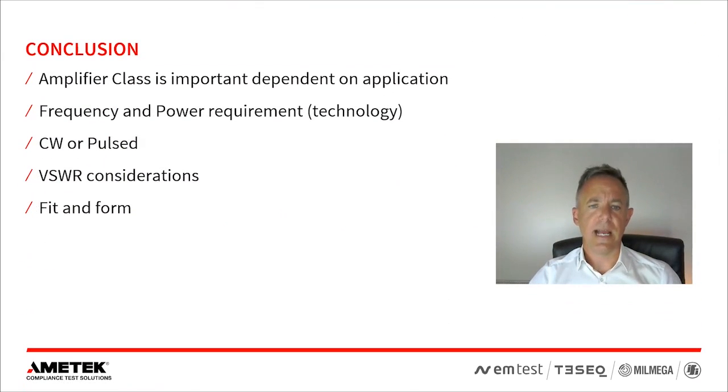So in conclusion, amplifier class is important dependent on the application, as it can affect the linear performance of the product. Frequency and power requirements: which technology will offer me the most cost-effective, best performing solution to meet the application's needs? CW or pulsed: which type of power is actually required? VSWR considerations: will the amplifier be expected to drive full power into a poor VSWR condition without folding back? Fit and form is dependent on the environment the amplifier is to be used in. In closing, always read the specs, as RF power costs money, and if there's any doubt, our experts at Amplifier CTS are here to help.